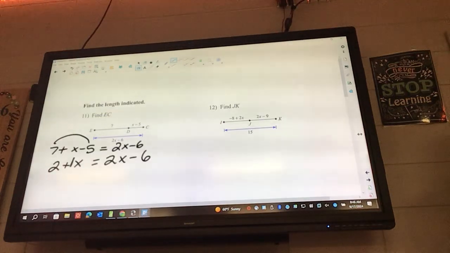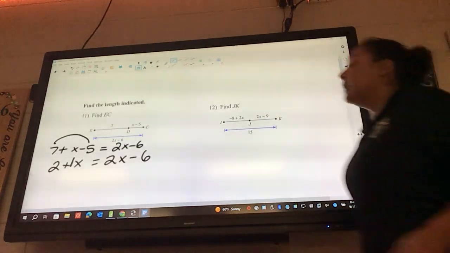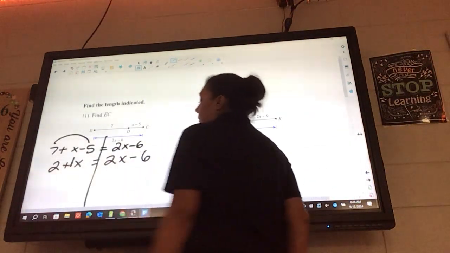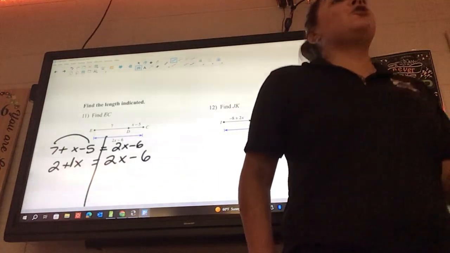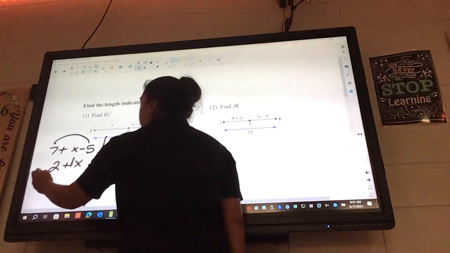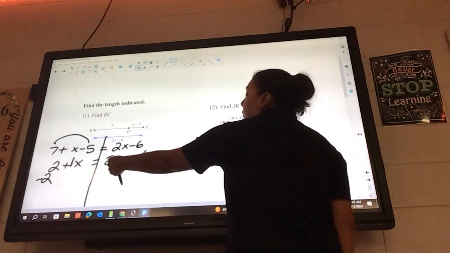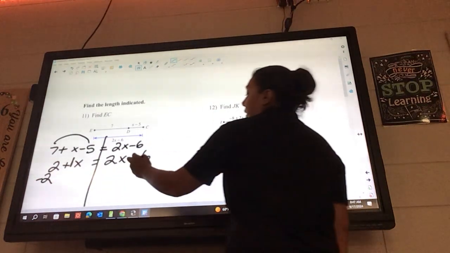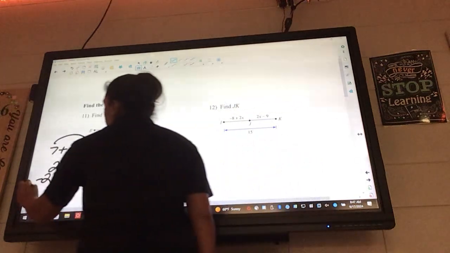Okay, we need to move our letters to the left and the numbers to the right. So 2, is that a letter or a number? It's a number. Where is it right now? It's on the left. Where should it be? On the right. So that means he needs moved. So we're going to say minus 2. What's that going to go under? Is that going to go under 2x or the 6? Under the 6. So we're going to say minus 2.